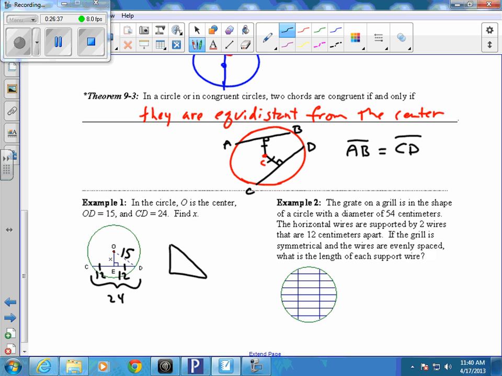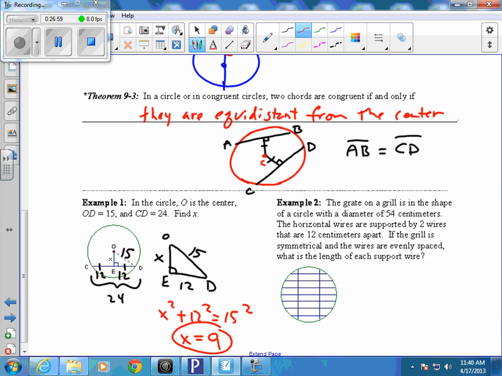So now we have this. We have O here. We're trying to find X. We got E here. We got point D here. We know OD is 15. ED is 12. Guess what? Pythagorean theorem. X squared plus 12 squared is 15 squared. Solve your Pythagorean theorem. You should get 9 for X.